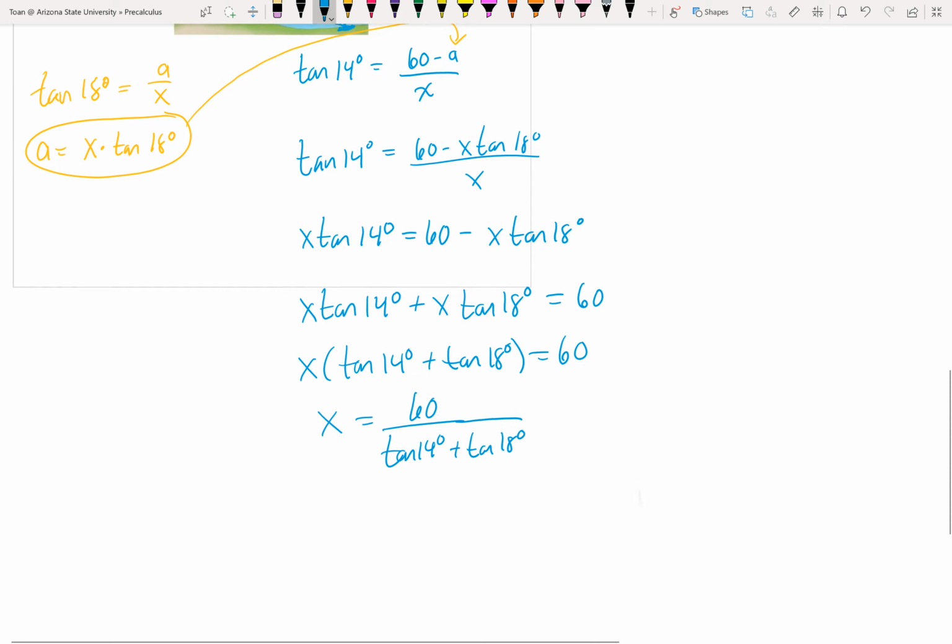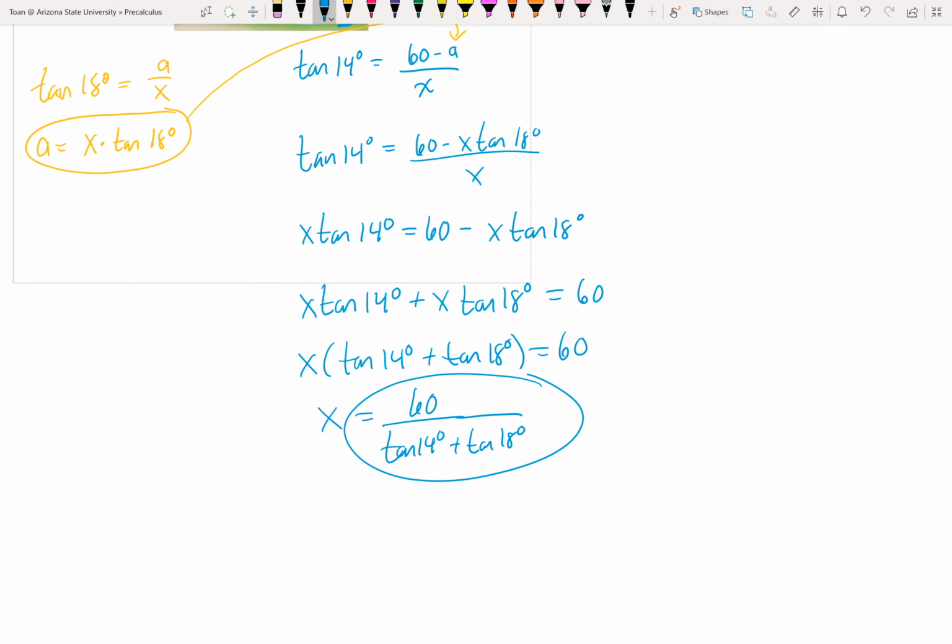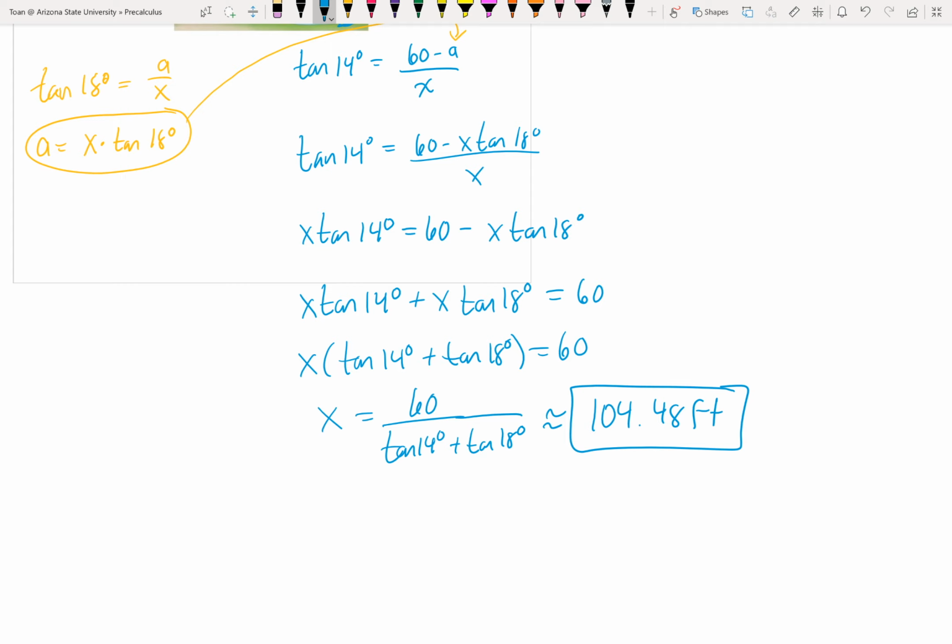Now, as ugly as it looks, this guy here doesn't have any variables, and x is by itself. This is our answer. So all we have to do, because 18 and 14 are not special angles, we just go ahead and take a calculator, pop them in, and we get about 104.48 feet. So that's how far away the woman is from the flagpole.